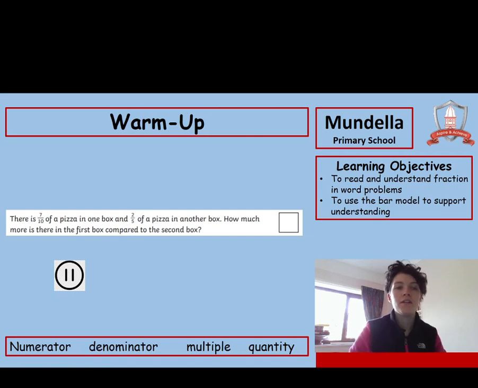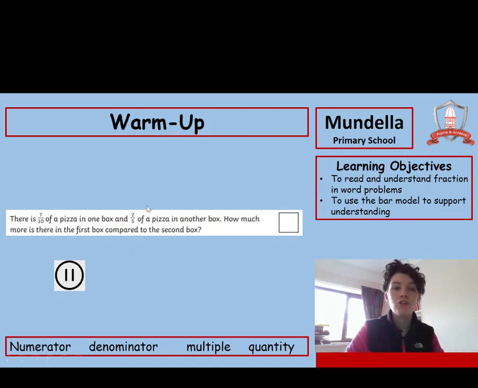The question is asking how much more there is in the first box compared to the second. So we're trying to find the difference between the amounts of pizza. It's really important that we understand the wording of this question, that we're not actually looking to add these fractions together, but we're actually looking to subtract these fractions. Tricky thing is, they're fractions with different denominators. So therefore, we're going to have to convert these fractions so they have the same denominator.